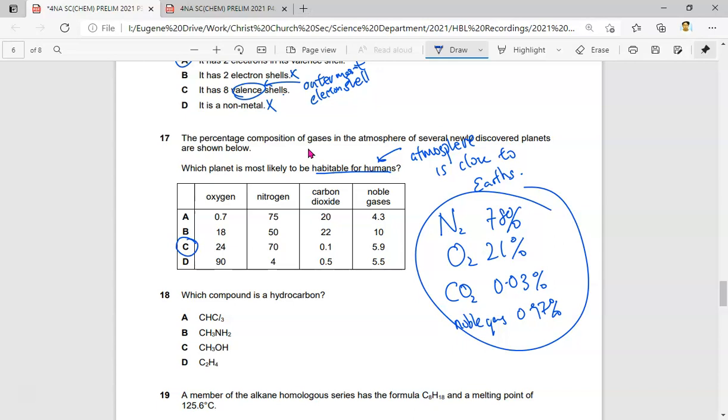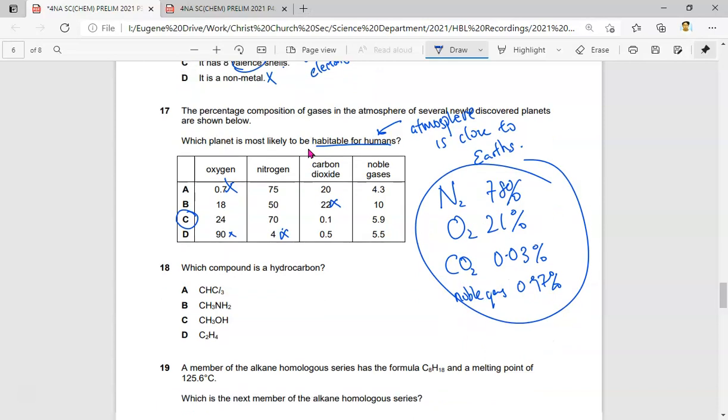So you can see here A is out because oxygen is too low. B is out because carbon dioxide is too high. D is out because oxygen is too high and nitrogen is too low. So therefore answer left is C.